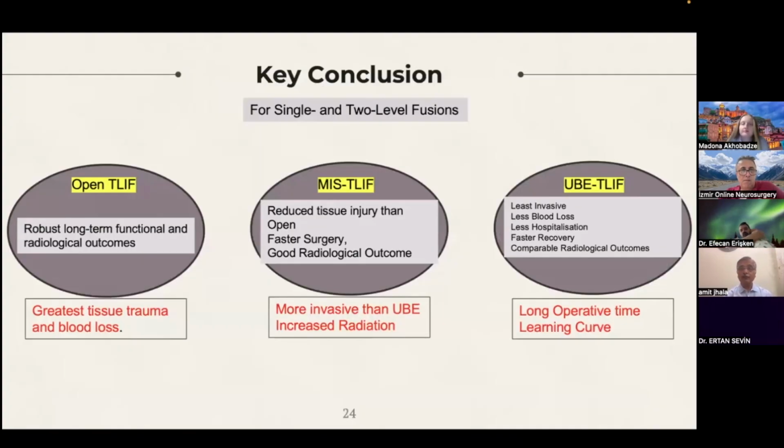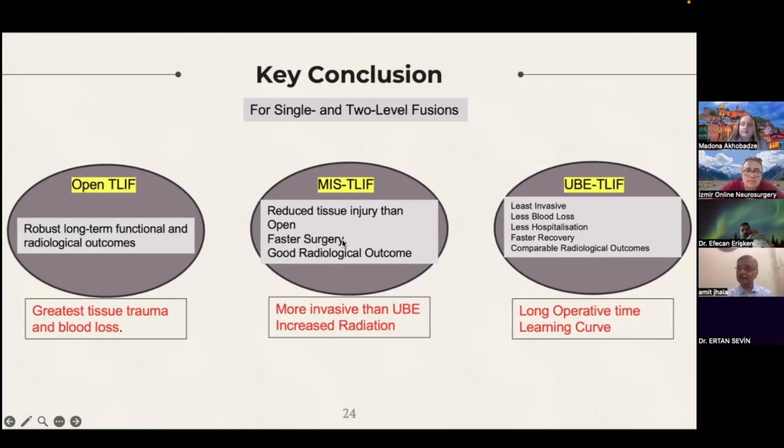So the key conclusion, for a single or two level fusion: open TLIF gives robust functional and radiological outcomes. It has the greatest tissue trauma and blood loss. MIS TLIF is in between. It reduces tissue injury compared to open.